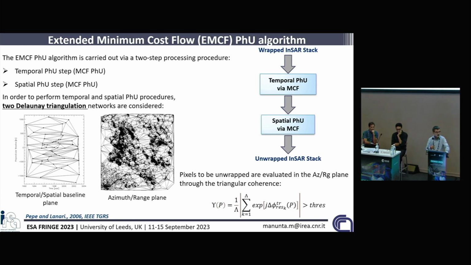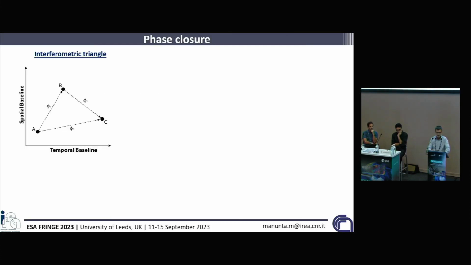Since we are using only very coherent pixels, we can assume that we don't have any effect related to bias or similar behavior. In this work, we mainly work on the temporal phase unwrapping in order to improve the quality of the temporal phase unwrapping that constrains the spatial domain.